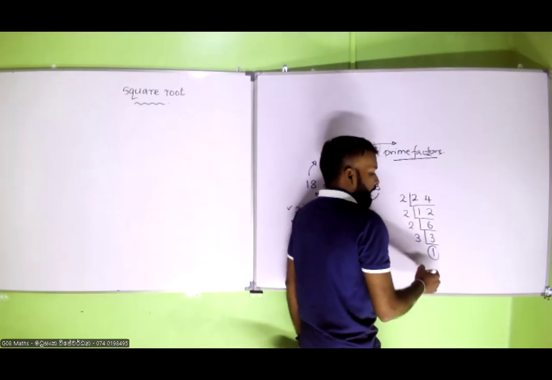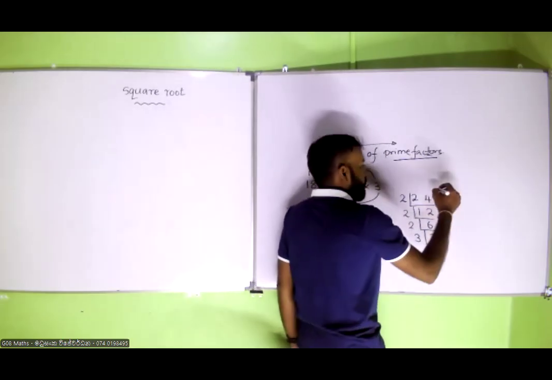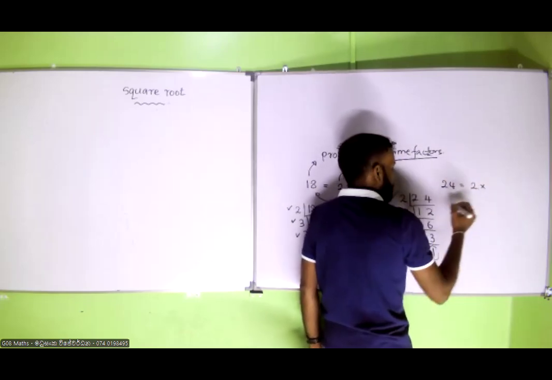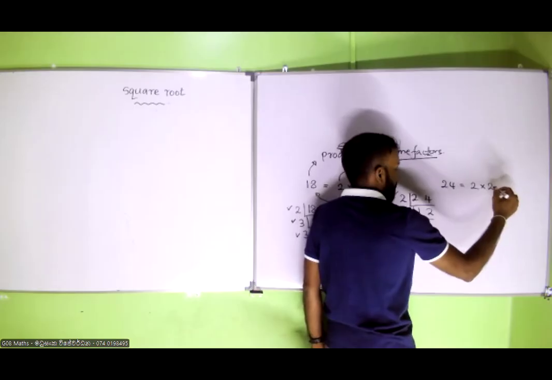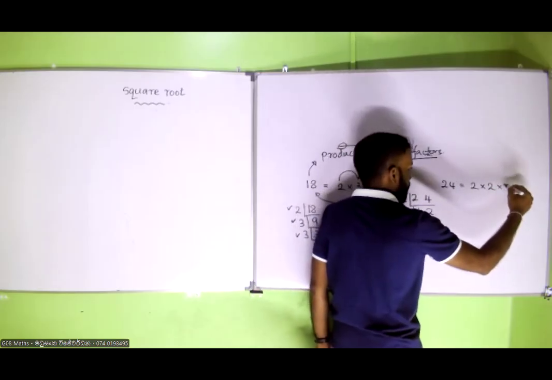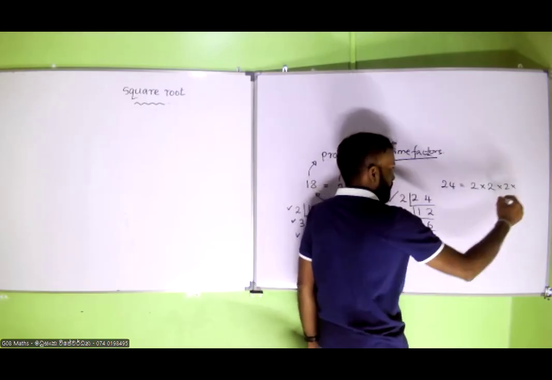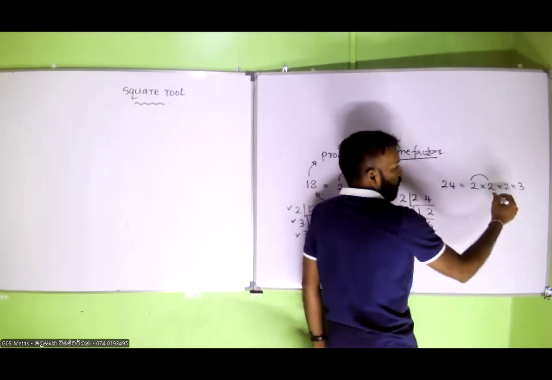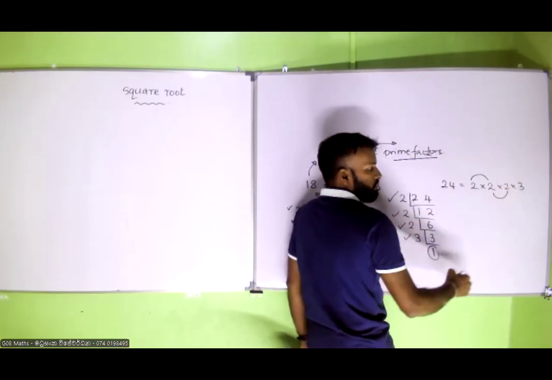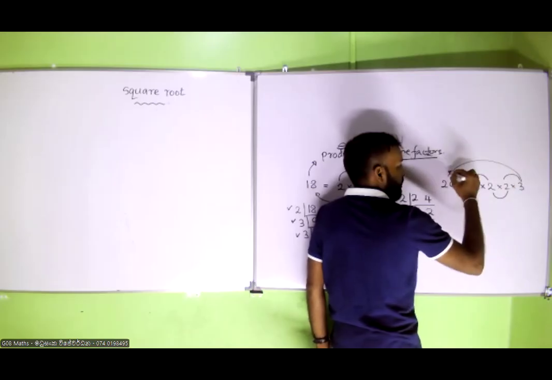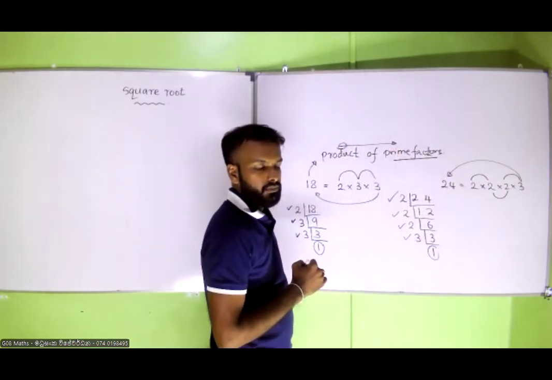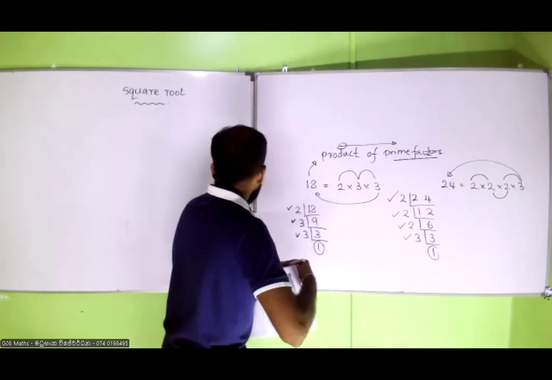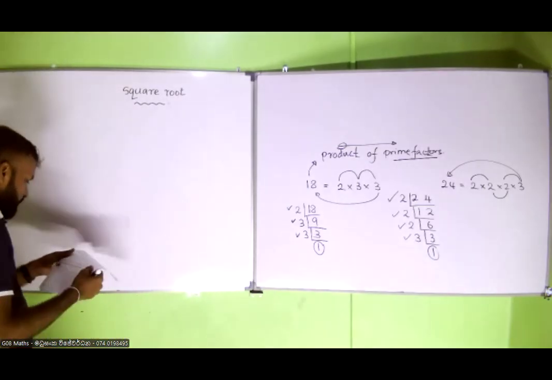Now at the end you have 1. So 24 can be represented as 2 multiplied by 2 multiplied by 2 multiplied by 3. 2 times 2 is 4, 4 times 2 is 8, 8 times 3 is 24. Alright? Keep this part in your mind. Okay, so let's get back to the work.